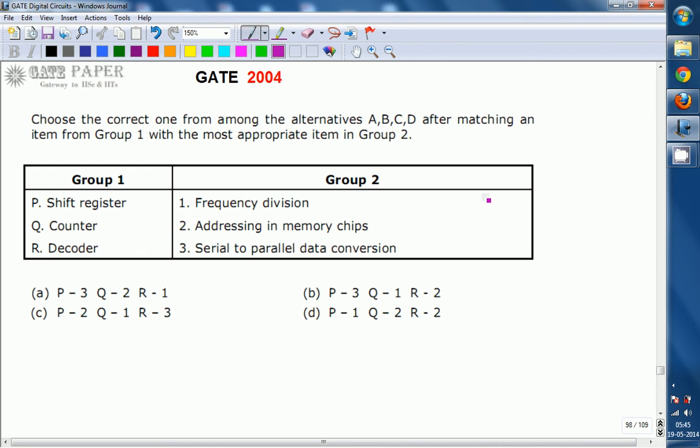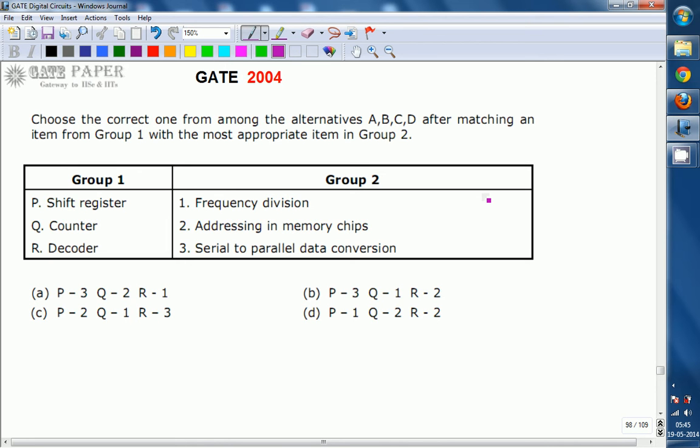Hello, we are discussing the GATE 2004 ECE paper, and this question is related to digital circuits. Choose the correct one from among the alternatives A, B, C, D after matching an item from group 1 with the most appropriate item in group 2. After matching, we should specify which one of the following options is right.